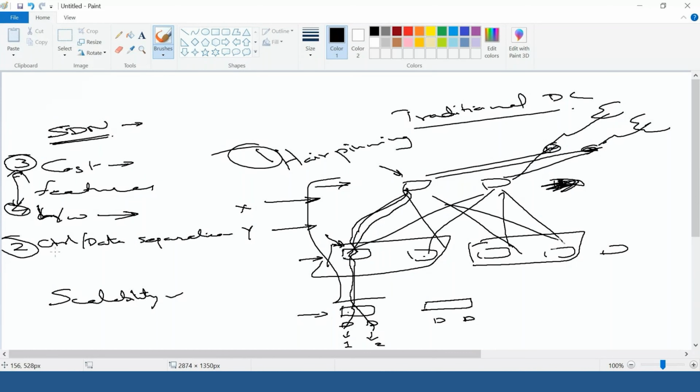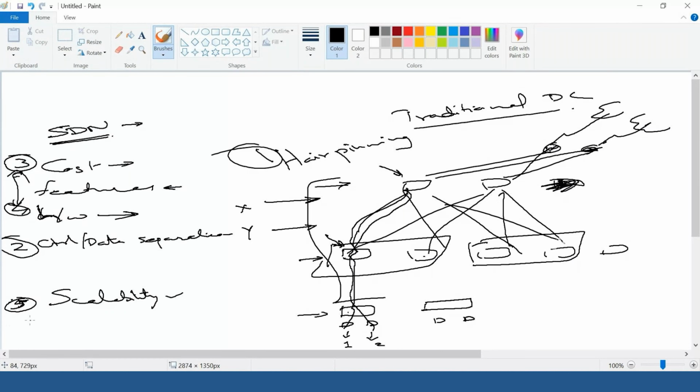And coming to the features, if you are a traditional data center user, routing and switching are the basic capabilities. Anything else, you need to purchase extra features. Features means your firewall feature, load balancing feature, or any other security feature, right? Anything, you need to spend extra. So these are all the problems of your traditional data center. Fine?